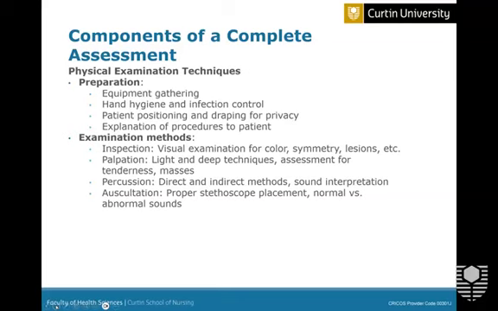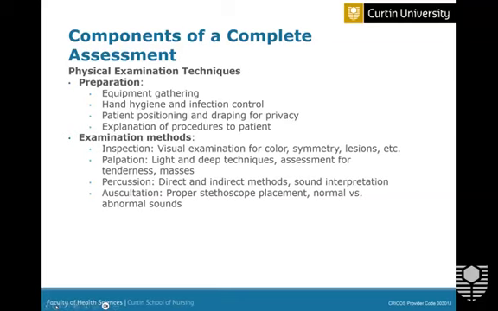We're confirming what they've told us, and depending on the system or the focused assessment that you're doing, that determines how much of an exploration you're going to need to do. So physical assessment techniques actually require preparation.